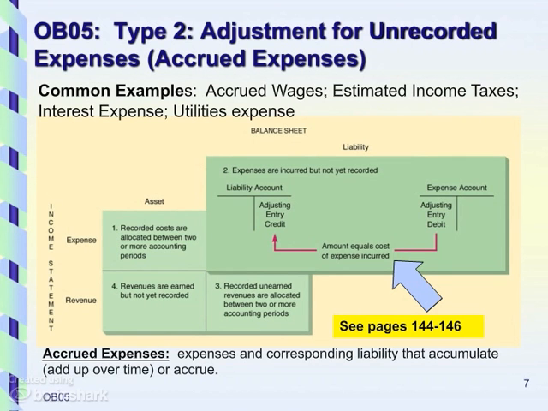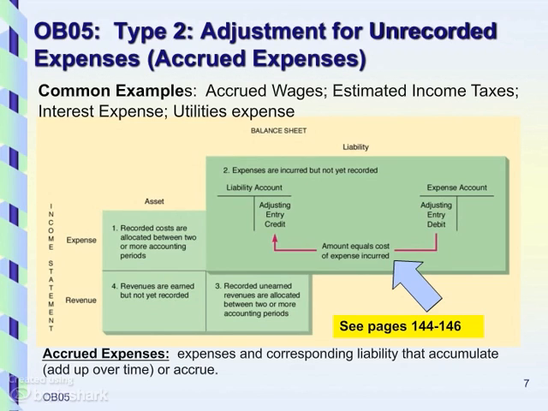Let's move on and look at a Type 2 adjustment for accrued expenses. Common examples are accrued wages, estimated income taxes, interest expense, and utilities expense. At the end of an accounting period, there are usually expenses that have been incurred but not yet recorded. No cash has changed hands. These expenses require an adjusting entry to ensure they are accounted for in the period in which they were incurred.